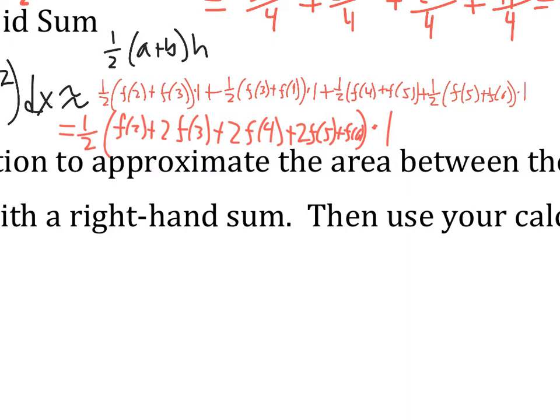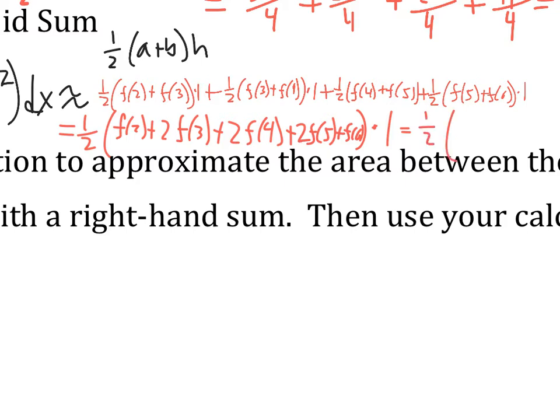All right? So that's all we really need. So just half of that sum. Okay? So that sum ends up being the average of the left and right hand sums. Because f(2) plus f(3) plus f(4) plus f(5), that's the left-hand sum. And then 3, 4, 5, 6, that's the right-hand sum. So it's just the average of those.